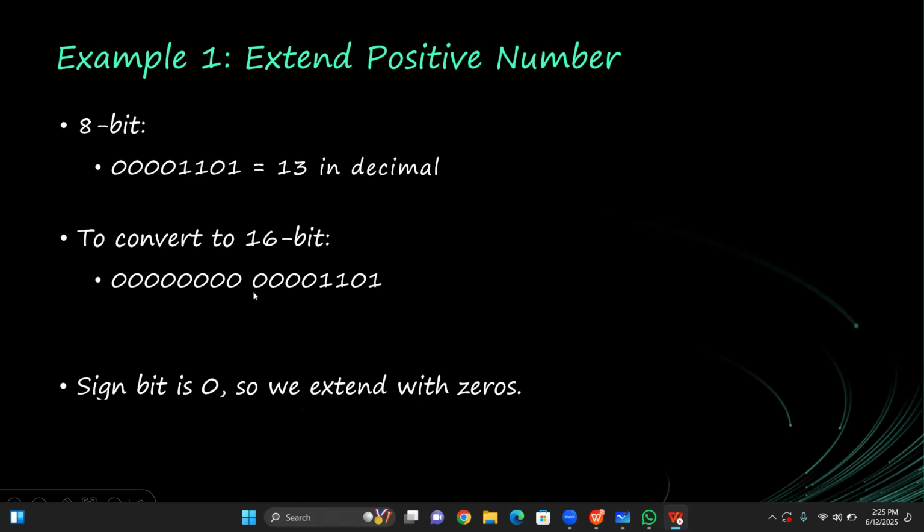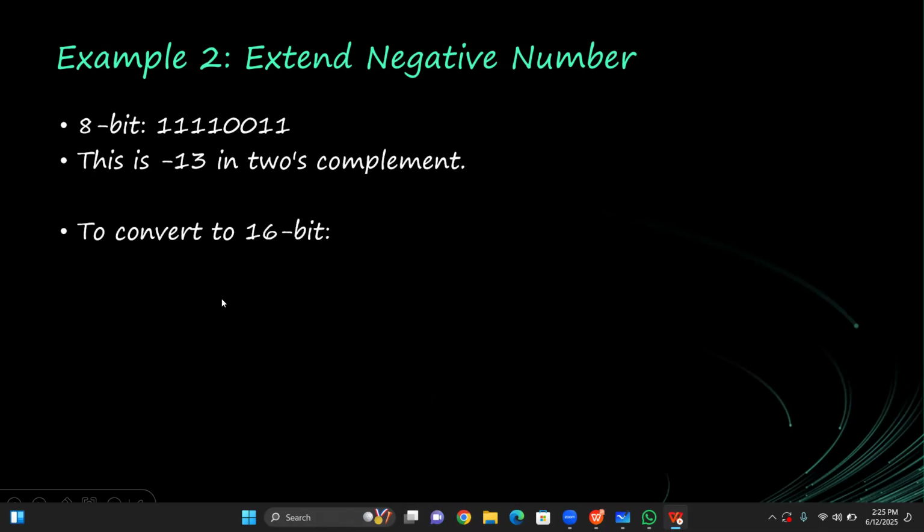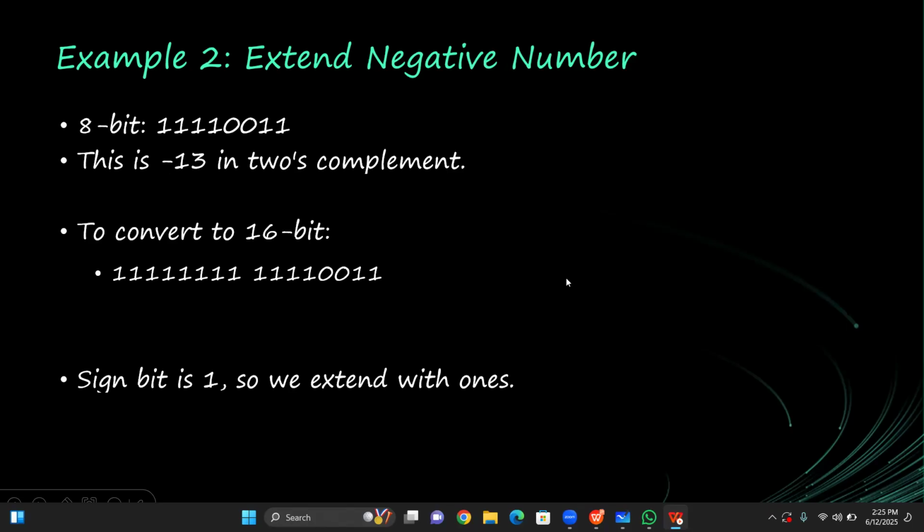So this is 8 bits. And then if I want to extend it to 16 bits, I will add all zeros because it's a positive number and the most significant bit is 0. So I have to maintain that sign bit. So another one is for negative numbers. Now this is for negative 13. It starts with 1. The most significant bit is 1. That means if I want to extend it to 16 bits, I will maintain that sign bit by adding ones all through. All right. So this is how it works.